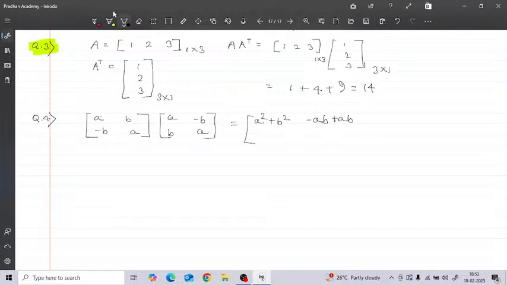We will multiply like this, taking the first row and multiplying with the first column, then we will get this first element. Then again with this row we will multiply this column, we will get our second element, right? That's minus AB plus AB, minus B into minus B is B squared plus A squared. So my answer will be A squared plus B squared, 0, 0, A squared plus B squared. Okay, that's my answer.